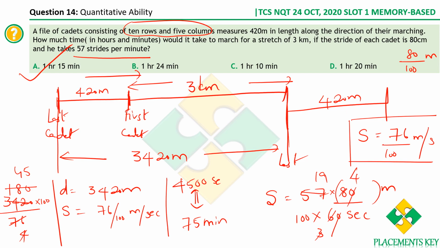Therefore effectively how much distance are they traveling? 3420 meters. So distance we have. Now we need to find the speed. This conversion you have already seen. You get speed as 76 by 100 meter per second. Substitute it here, you get the answer in seconds. Convert into minutes, convert into hours. I hope this question is clear for everyone. This question is purely about unit conversions.